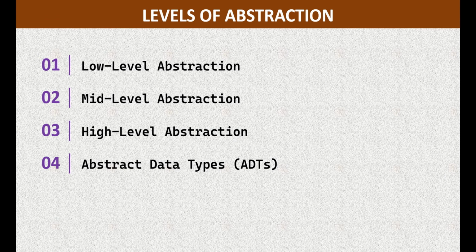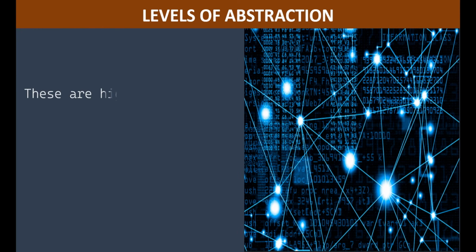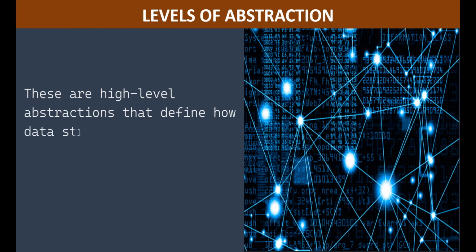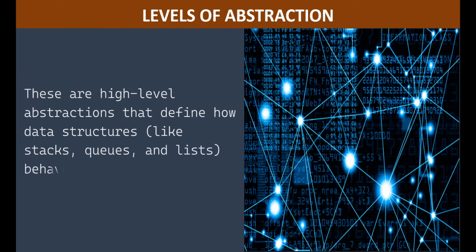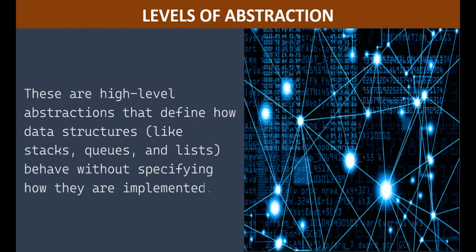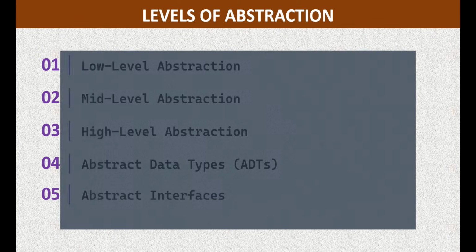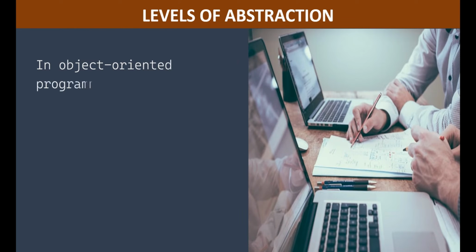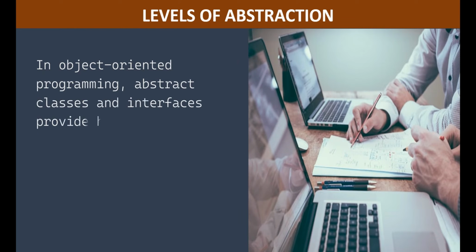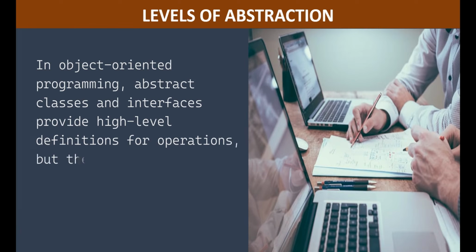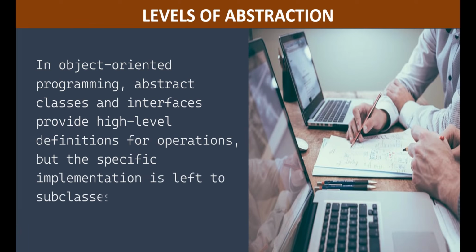Abstract data types. These are high-level abstractions that define how data structures like stacks, queues, and lists behave without specifying how they are implemented. Abstract interfaces. In object-oriented programming, abstract classes and interfaces provide high-level definitions for operations, but the specific implementation is left to subclasses or derived classes.